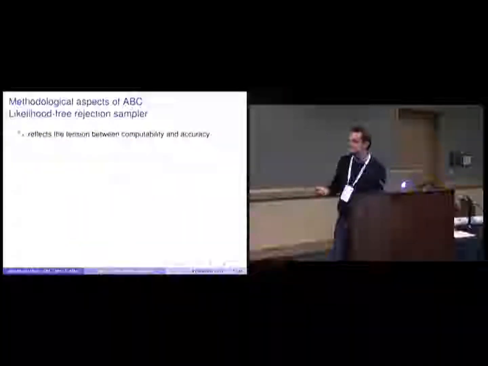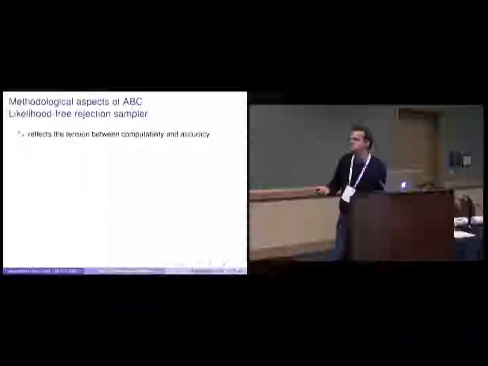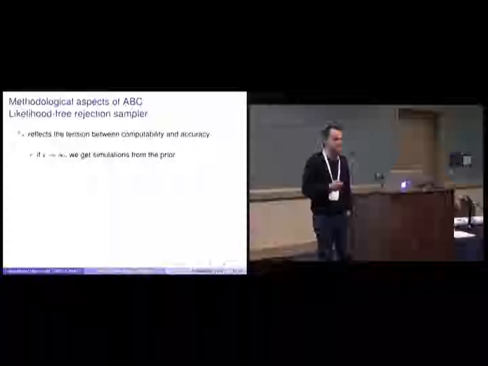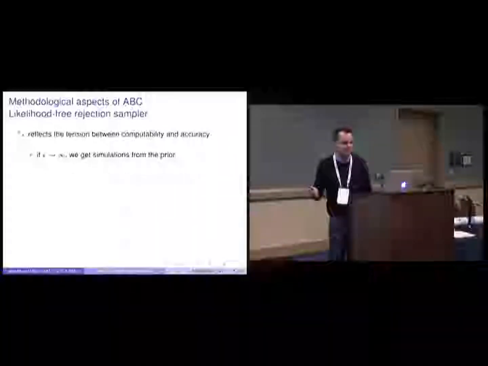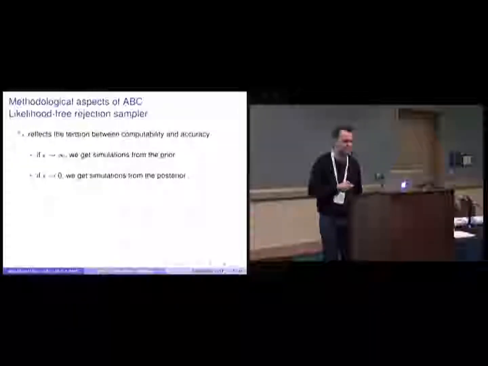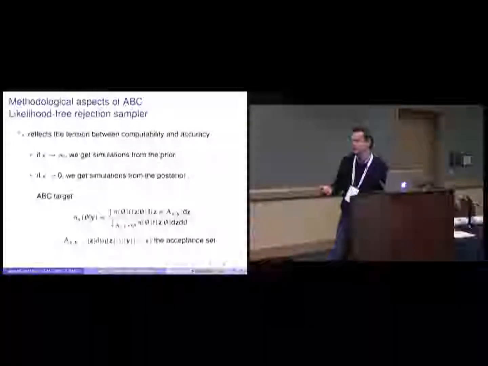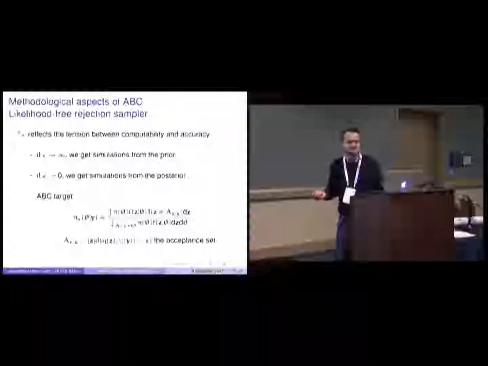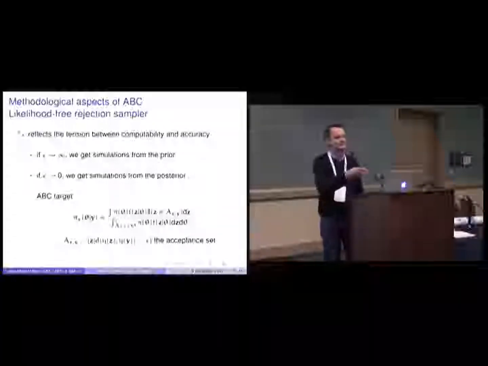Okay, so this epsilon reflects the tension between computability and accuracy. If epsilon tends to infinity, you get simulation from the prior. If epsilon tends to 0, we get simulation from the posterior. And here is the ABC target distribution, where the set A, capital A, is the acceptance set for the seed.